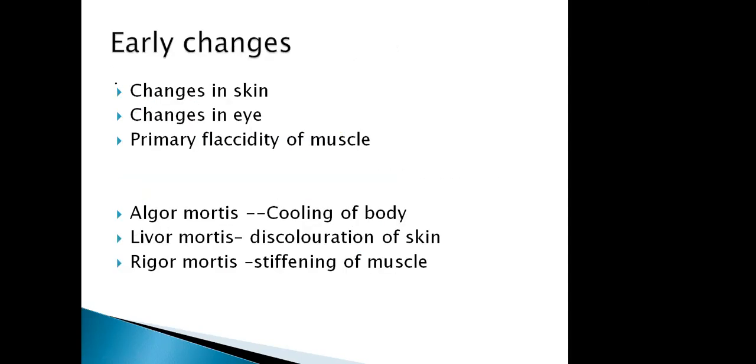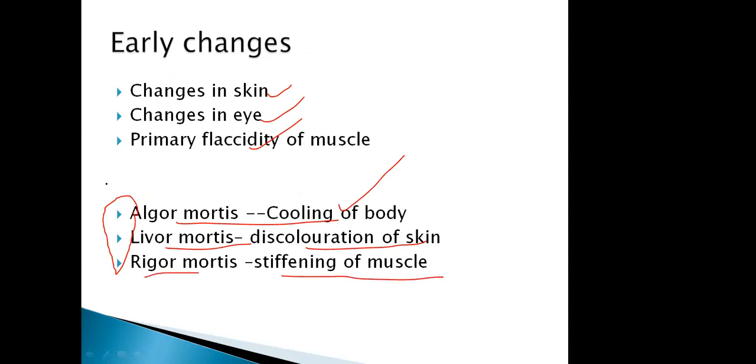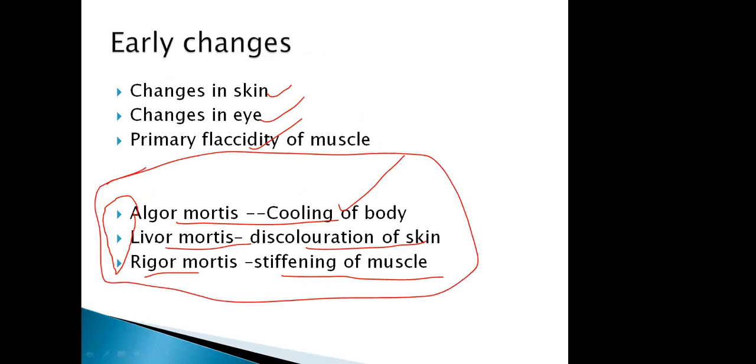Then the early changes: changes in the skin, changes in the eye, primary flaccidity. Then there are three very important things: algor mortis, livor mortis, and rigor mortis. What is algor mortis? It is cooling of the body. What is livor mortis? It is discoloration of the skin. What is rigor mortis? It is stiffening of the muscles. These three terms are very, very important: algor mortis, livor mortis, and rigor mortis.